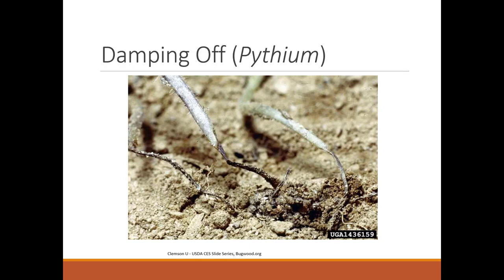So this is what I'm talking about with damping off. You can see that right at the base of the stem, right near the soil, the disease has taken hold. You can see the fruiting bodies there. It basically gets sunk in, and then the plant collapses.